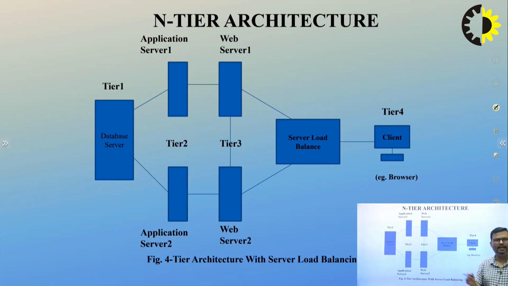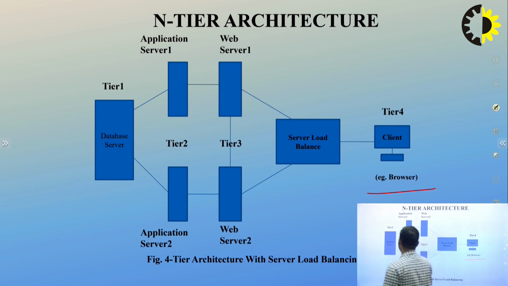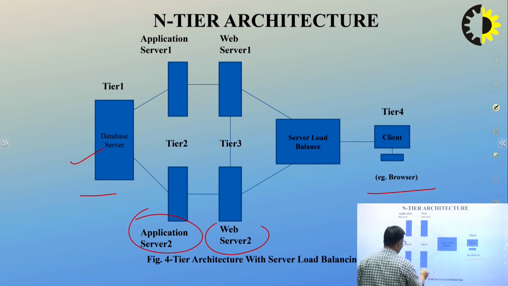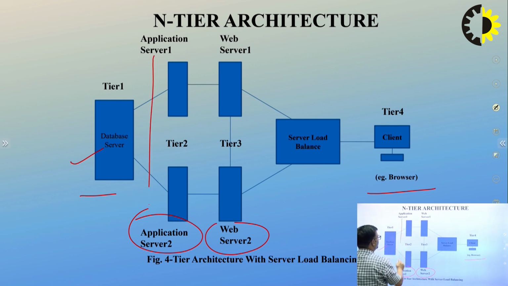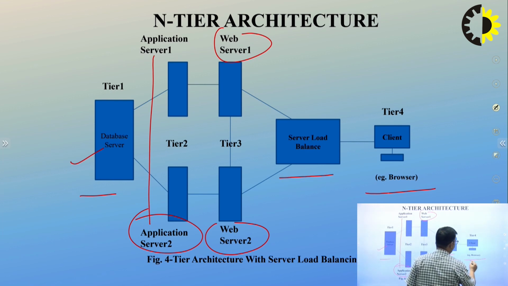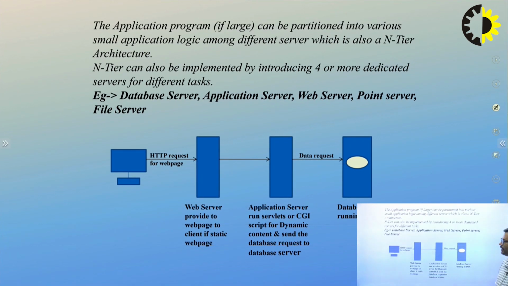And next thing is the N-tier architecture. This is the client. Okay, this is tier 1, this is the database server, these are application servers, this is the web server, these are applications on behalf of the web server, then these are server load balancers, and these are the client, browser, end user. This is also called 4-tier architecture with server load balancing. Right now it's the current era.